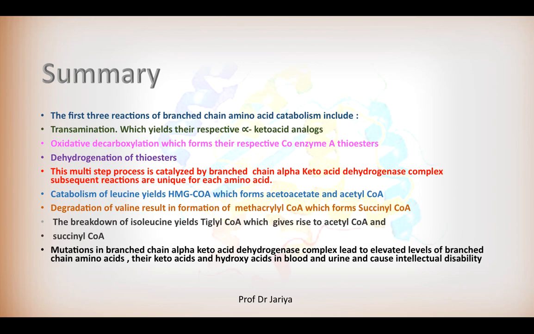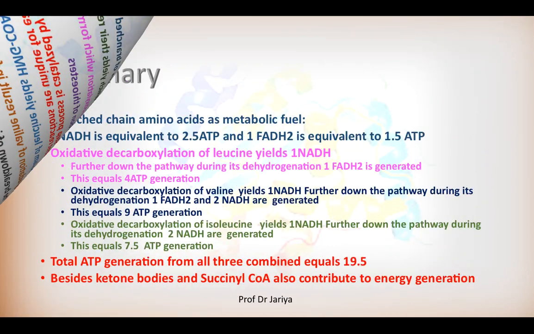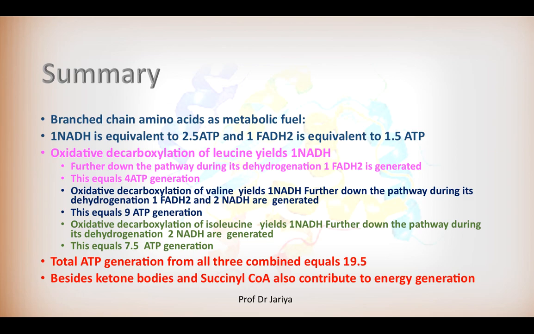The first three reactions of the degradation of branch chain amino acids are transamination, oxidative decarboxylation, and dehydrogenation. Leucine is exclusively ketogenic and forms acetoacetate and acetyl CoA. Valine is exclusively glucogenic and forms succinyl CoA, whereas isoleucine yields succinyl CoA and acetyl CoA. Branch chain amino acids serve as metabolic fuel as their catabolism yields NADH and FADH2.